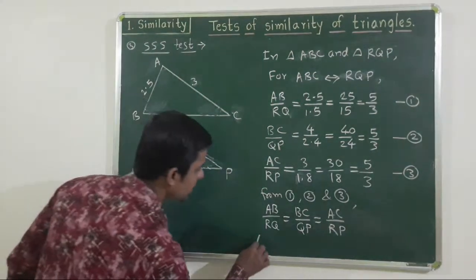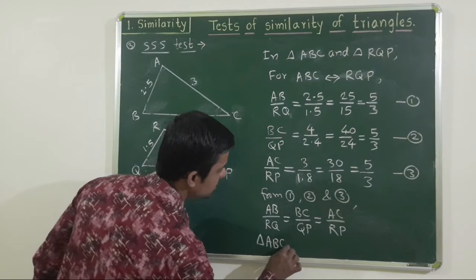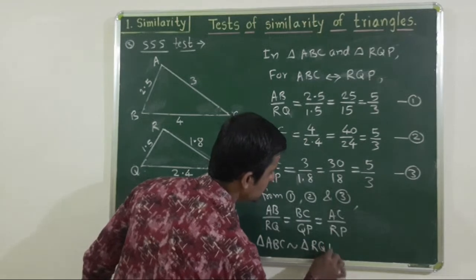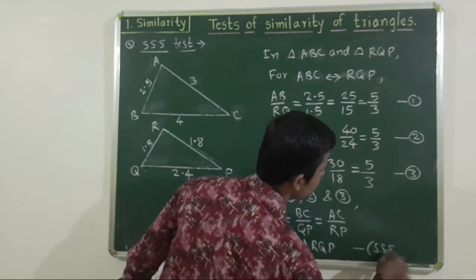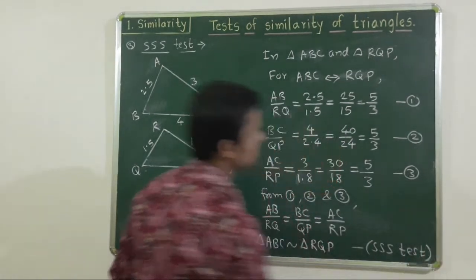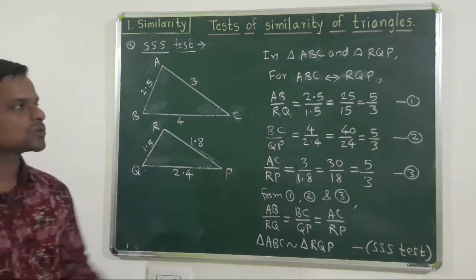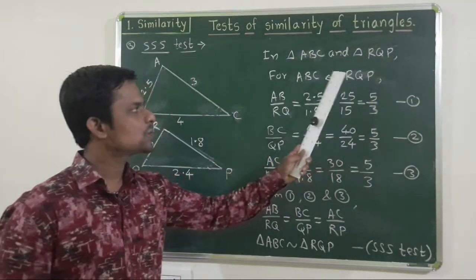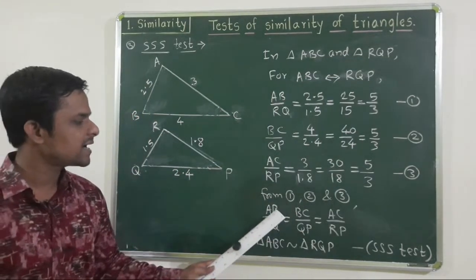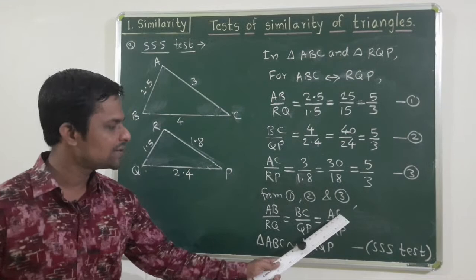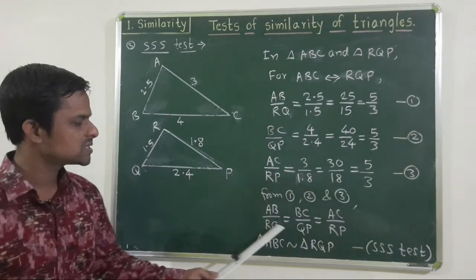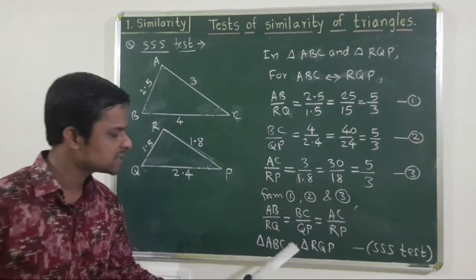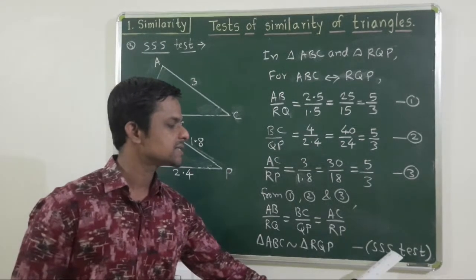Hence, triangle ABC is similar to triangle RQP by SSS or side test. See once again the definition of this test. For a given one-to-one correspondence between vertices of two triangles, if all the three sides of one triangle are in proportion with the corresponding three sides of the other triangle, then the two triangles are similar by SSS test.